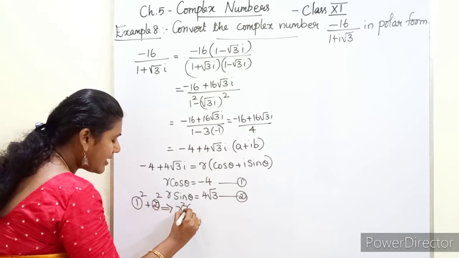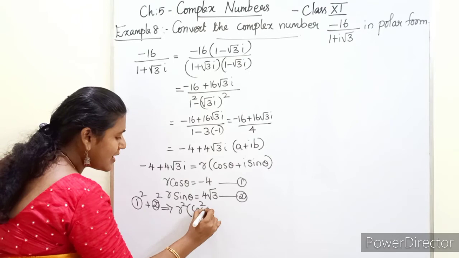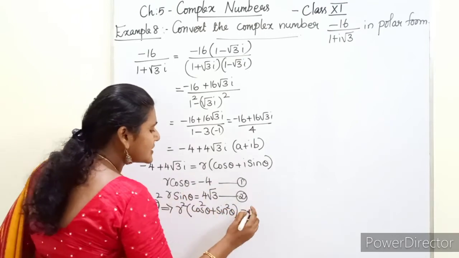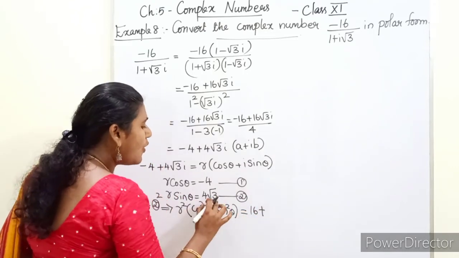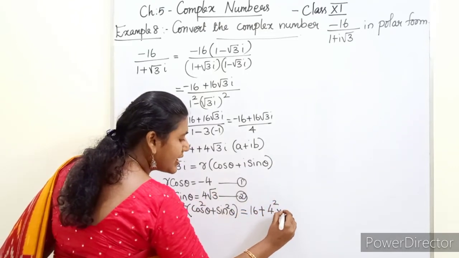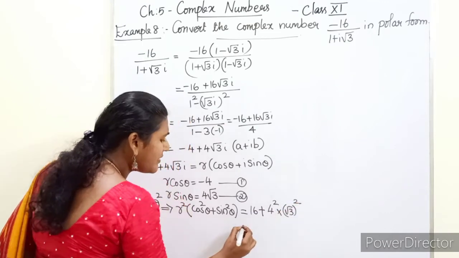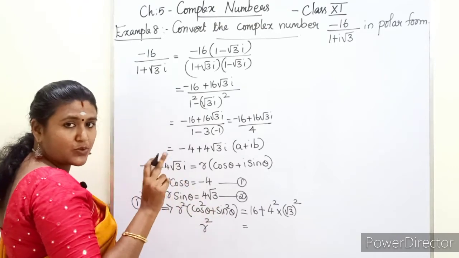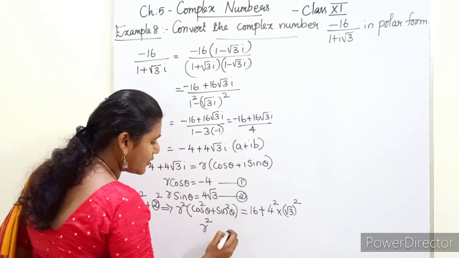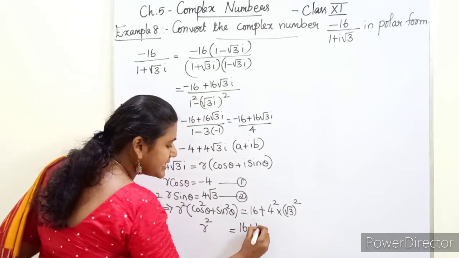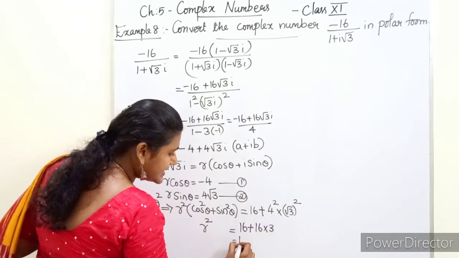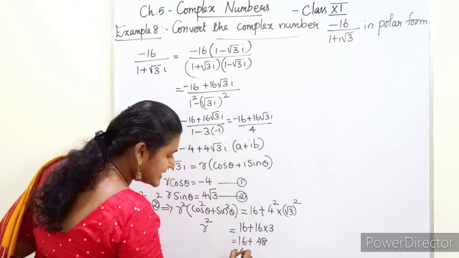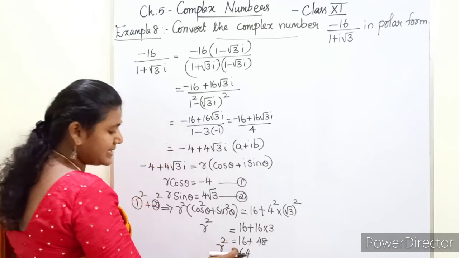So r square into, we will get cos square theta plus sin square theta on the left side, and on the right side minus 4 square is 16 plus 4 root 3 square, that is 4 square into root 3 square. So we will simplify this. So on the left side you will get r square into cos square theta plus sin square theta, which is equal to 1. So r square is equal to 16 plus 16 into 3, that is 16 plus 48. So when you add, you will get 64.